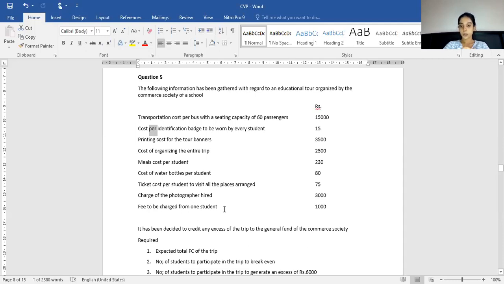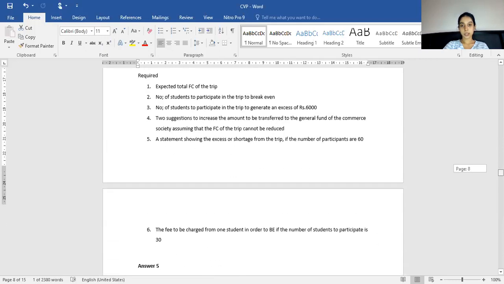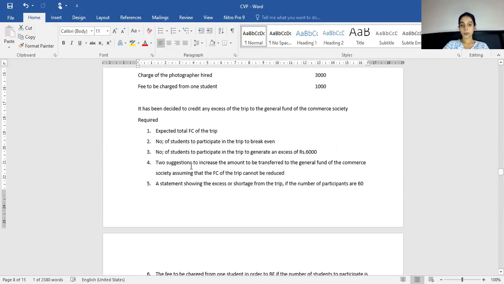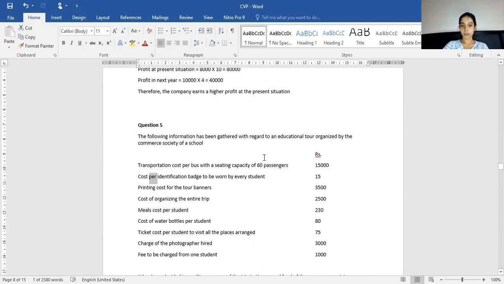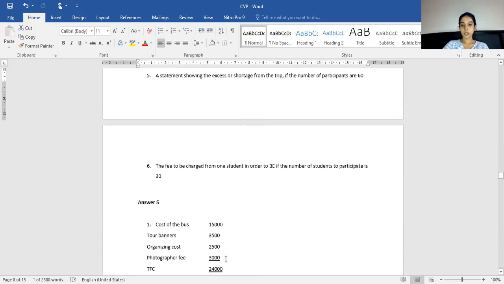Fee to be charged from a student is the revenue here. Okay. So there are some requirements, and we'll go through each one by one. Expected total fixed cost of the trip. So you have to extract all the fixed cost elements from this information. Here, cost of the bus, tour banners, organizing cost, photographer fee. Total fixed cost is 24,000.